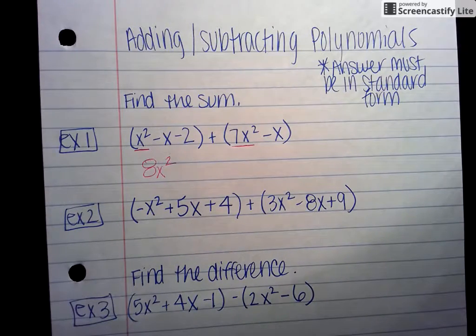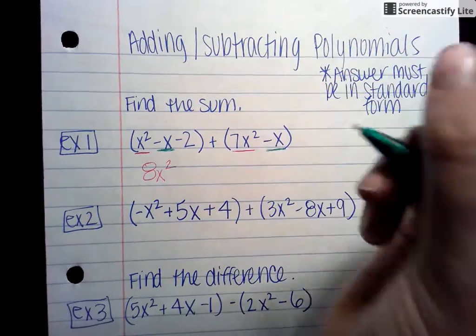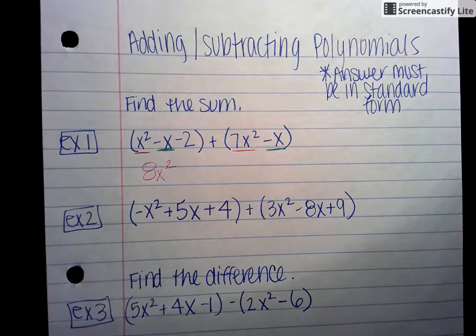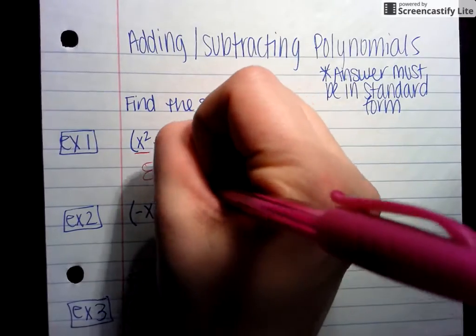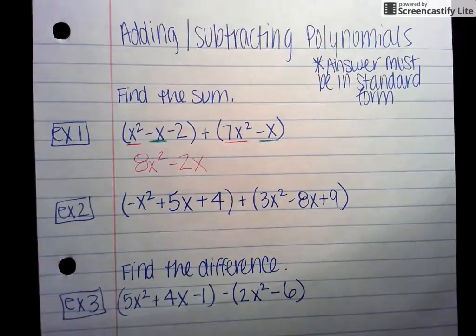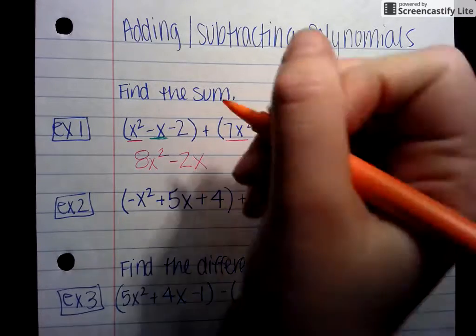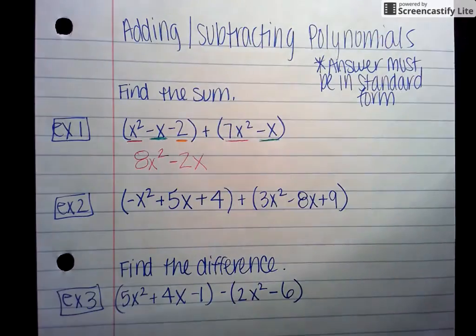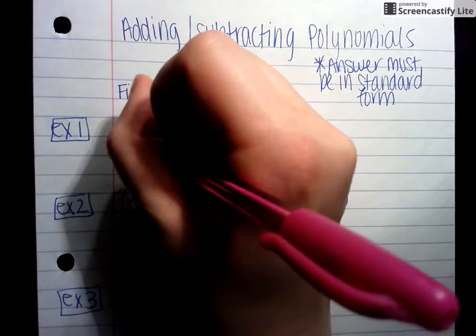Then my other like terms are my negative x and my negative x. So negative x plus a negative x is going to give me negative 2x. So it's a negative 1 plus a negative 1. And then this negative 2 is its own term right here. So that is going to just be negative 2. So that would be my final answer.